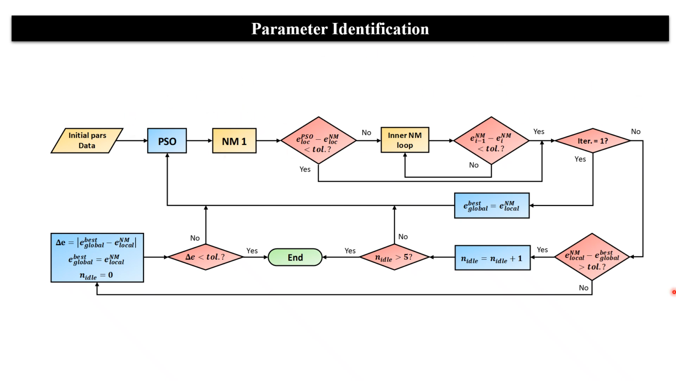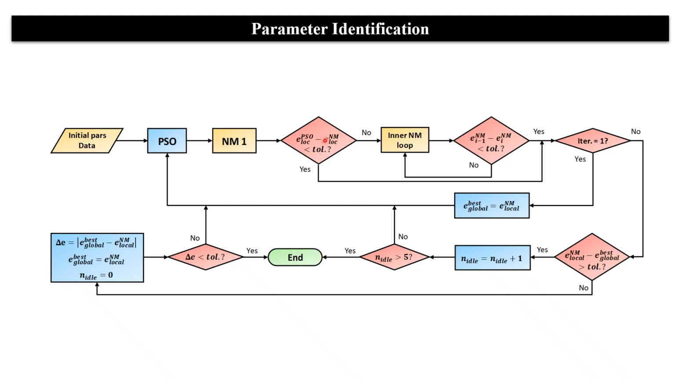If the iteration of the entire algorithm is the first iteration, we first need to initialize the overall global error of identification. So we run the PSO, then we perform first fine-tuning using Nelder-Mead. If there is a significant improvement or reduction of the error using the first utilization of the Nelder-Mead algorithm, then we run the Nelder-Mead algorithm multiple times in an inner identification loop, which performs further refinement.